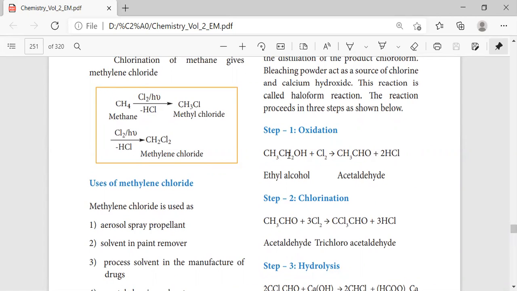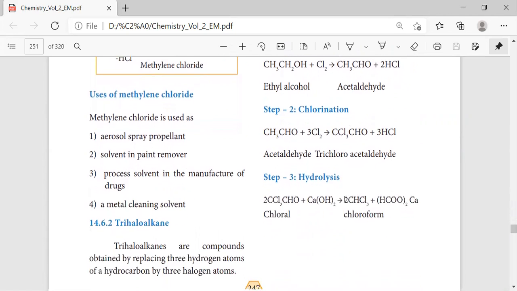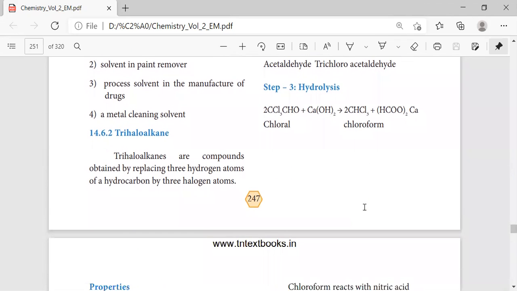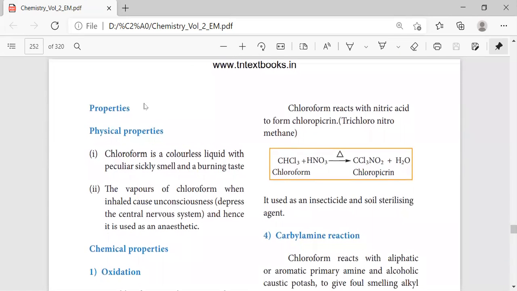Here in oxidation, alcohol, that is ethanol, reacts with chlorine to form acetaldehyde. And again, on further treatment with chlorine, it forms trichloroacetaldehyde. This trichloroacetaldehyde, on treatment with calcium hydroxide, forms chloroform, CHCl3. Right? So now comes physical properties and then chemical properties.